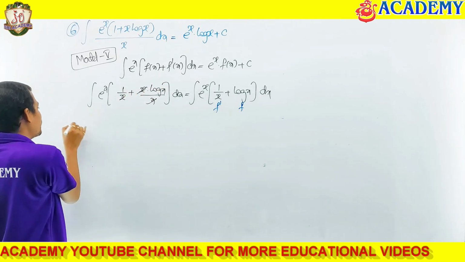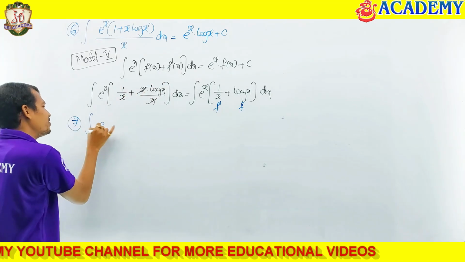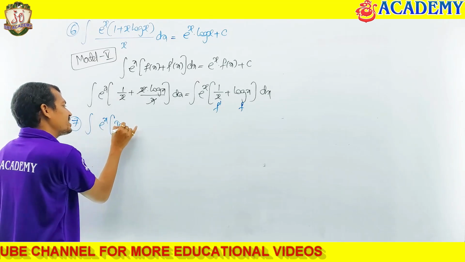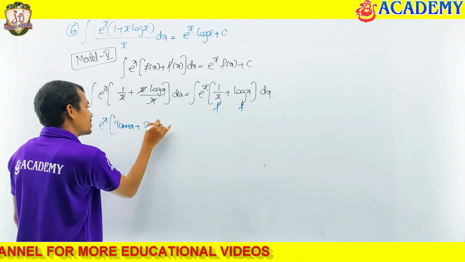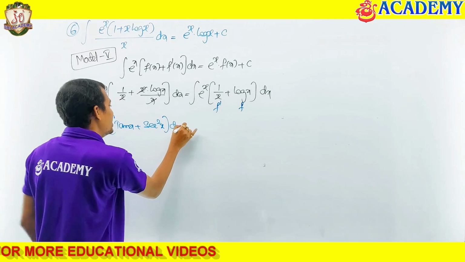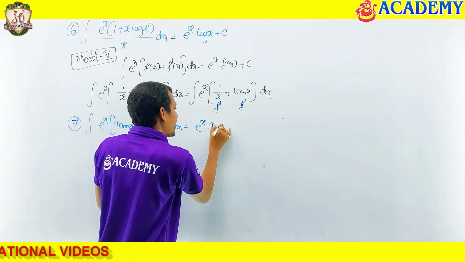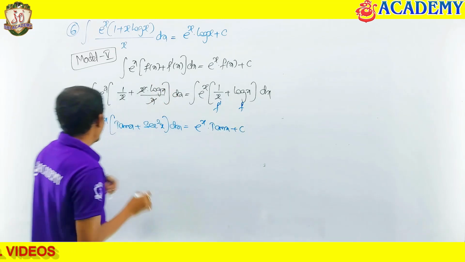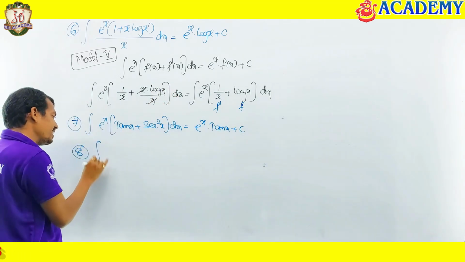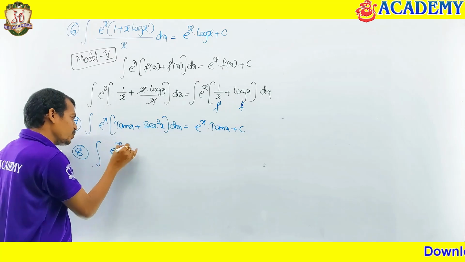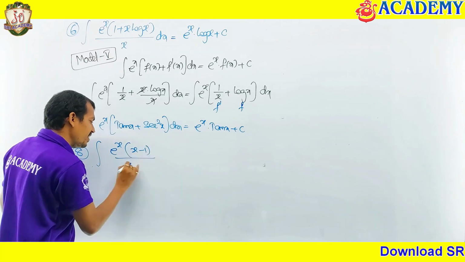If you know this formula, we can write integral of e power x into tan x plus secant square x. If the question is like this, tan x derivative is secant square x, so the answer is e power x into tan x plus c. And one more I am writing: integral of e power x into x minus 1 divided by x square.